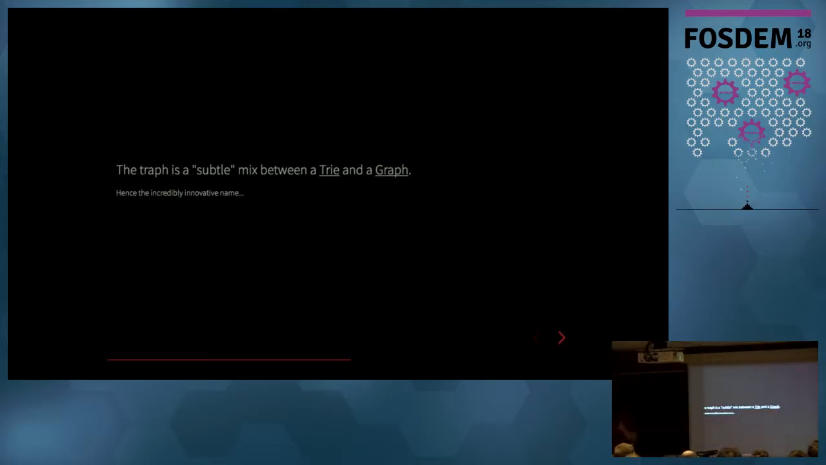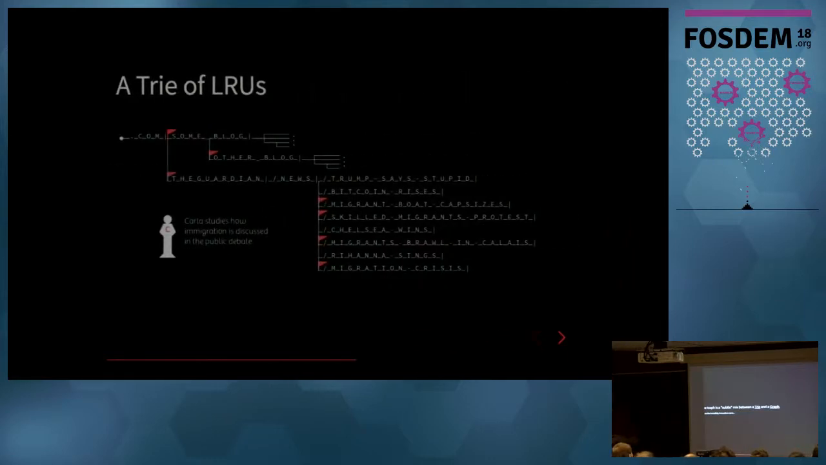The Traph is a subtle mix between a tree, I know people called it a trie or a tree, I will call it a tree, and a graph. Hence the incredibly innovative name. As you remember from last time, we've got a tree of LRUs, the reversed URLs. In this tree, one character is one node. This is the basic thing we did. It's not optimal, but we will see that later. And on those nodes, we will be able to plant flags, demarking the web entities boundaries and so on.